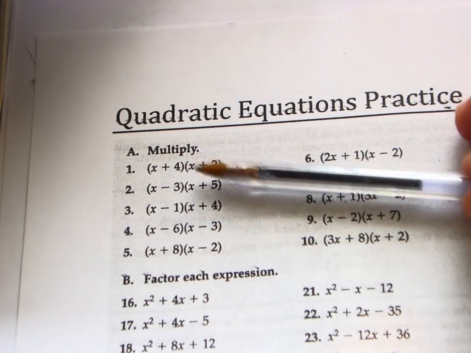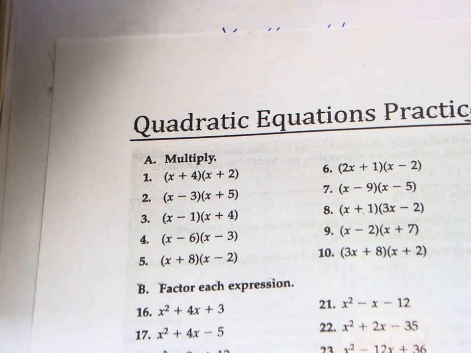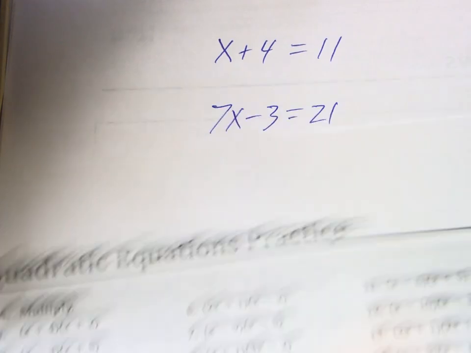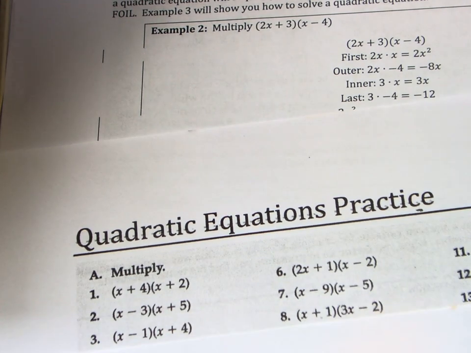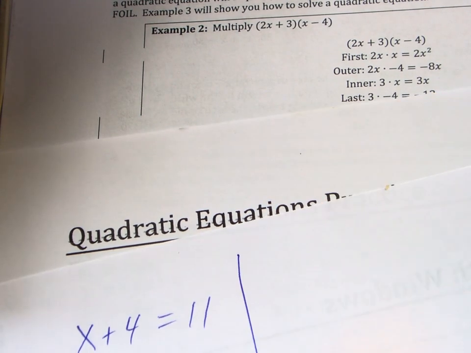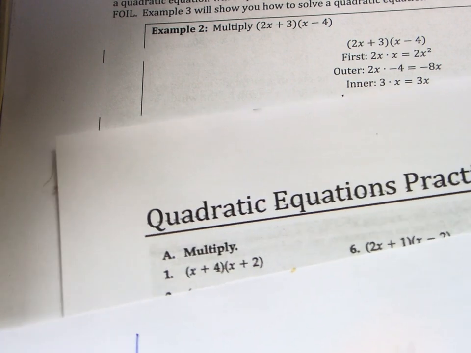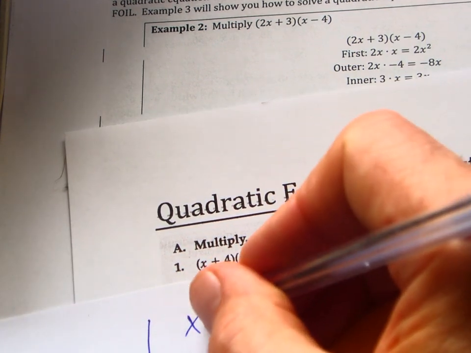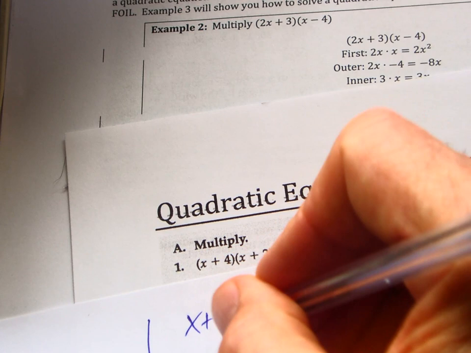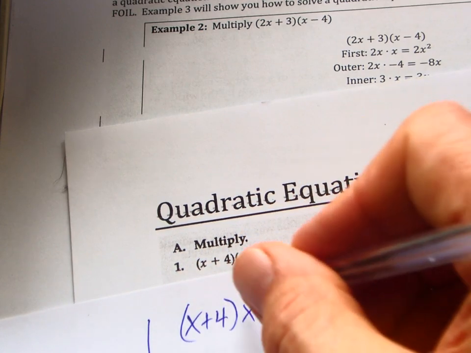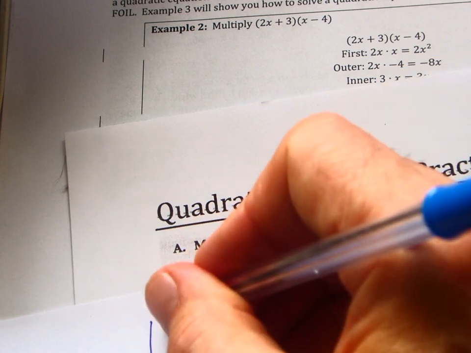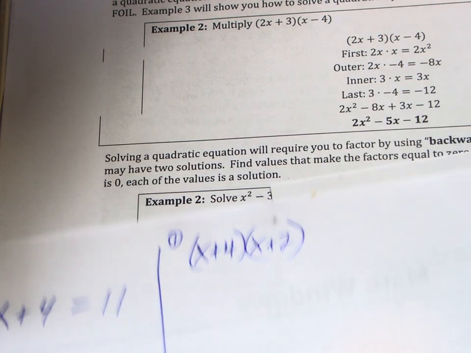So we're going to go from here to there, then we're going to go from here to there backwards, okay? So let's start up here. And I'm going to have to work these on a separate piece of paper. Here we go. So the first one says x plus 4 times x plus 2. Now, if you remember how I did the last one, you can try this one on your own. If not, you can watch me do it. This is number 1.